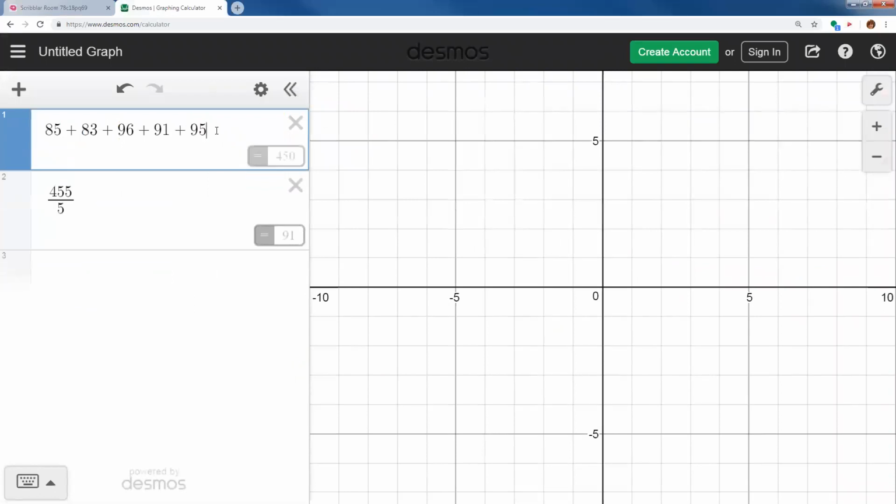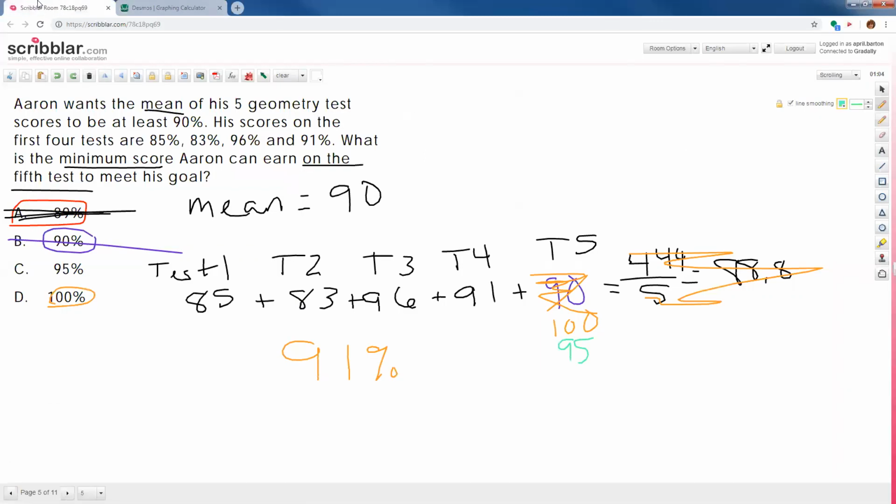We put 95 at the end here. We get 450, which gives us exactly 90. So he can get 95 or above. So that is a small distinction, and I'm glad we saw that, because even though 100% is in the range, he wants to know the entire range. He wants to know what's the lowest I can get, and then every number above that also works. So he has to get at least a 95%.